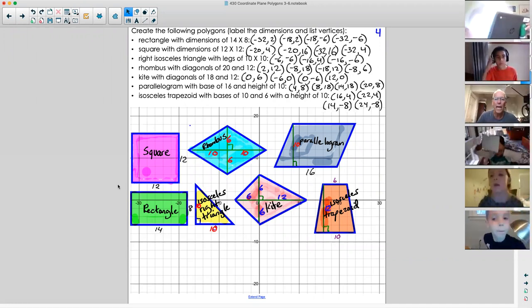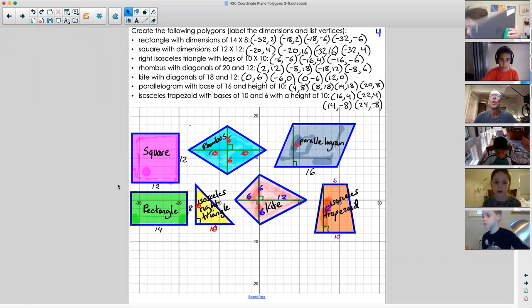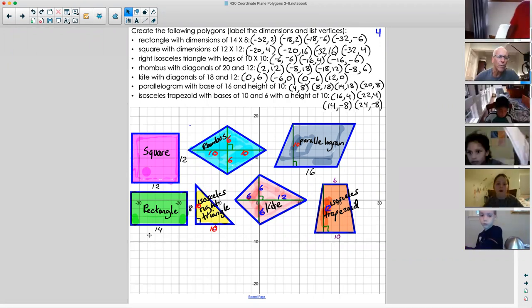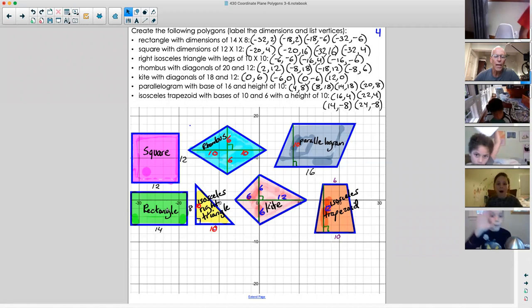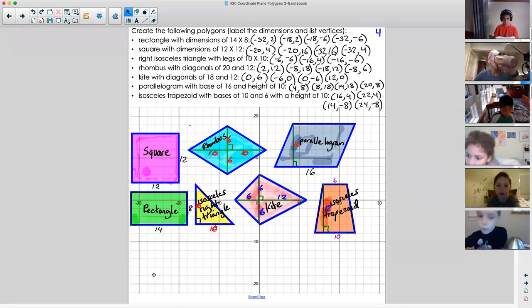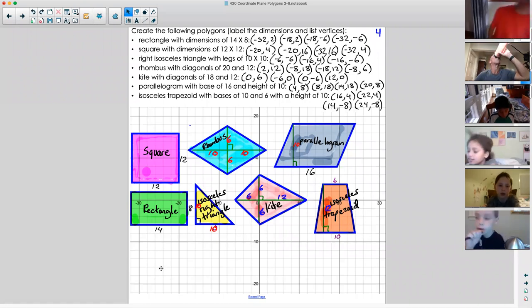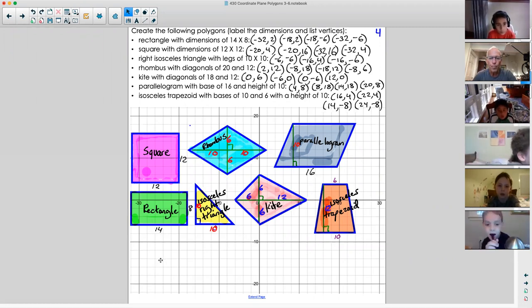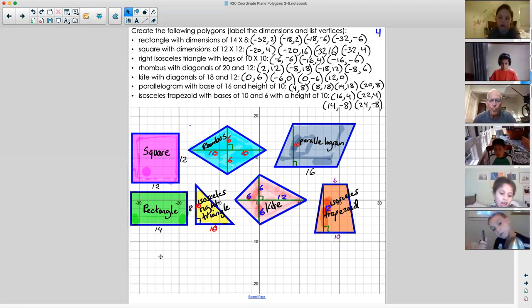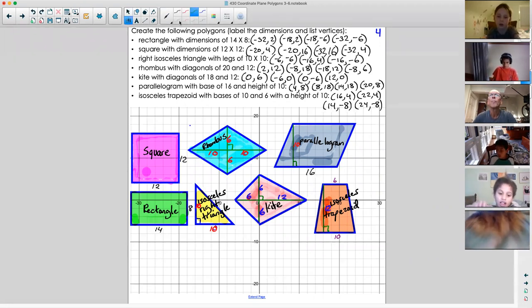Now, everybody go back to the page. The square, what is different about the square and the rectangle? Jack, can you describe it, please? Yes. So a square, it's pretty much three quarters. So the lines are all equal for a square.